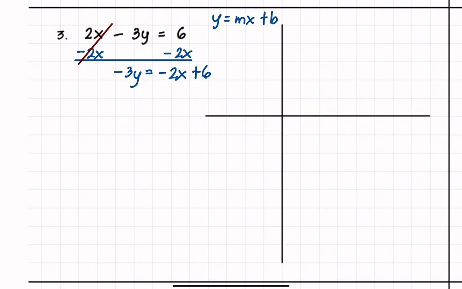Okay, so is this the final answer? Not yet, because remember, class, we have to eliminate negative 3. How are we going to eliminate negative 3? Okay, very good. We have to divide both sides and all the terms by the coefficient of y, which is negative 3.